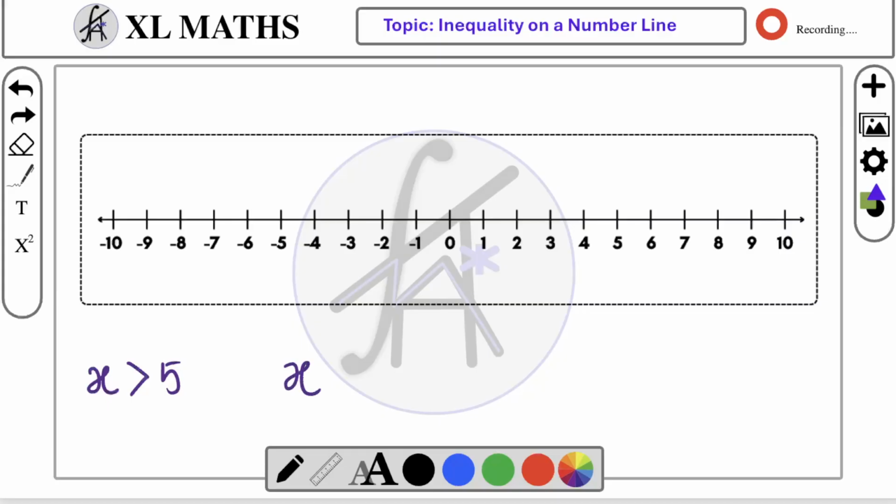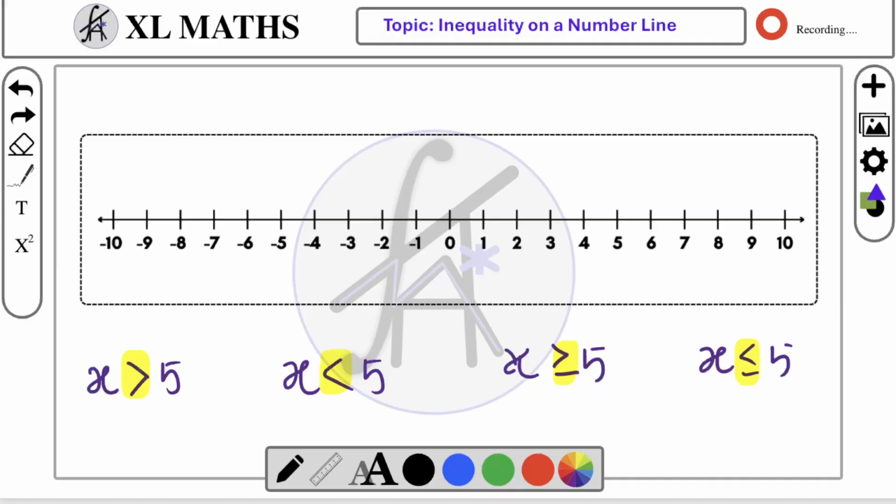X is greater than 5, it could be x less than 5, it could be x greater than or equal to 5, or less than or equal to 5. So overall we are either going to be getting the symbol greater, lesser, greater than or equal to, or less than or equal to. So let's very quickly understand what exactly we do in here.